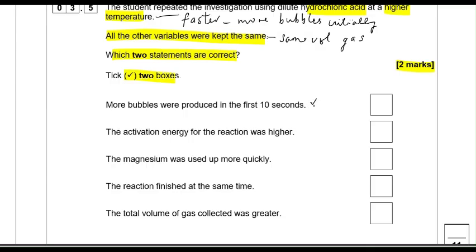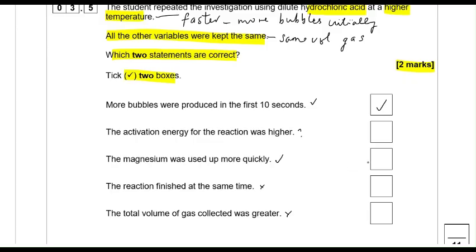That could be a runner. Yes, so we'll give that a tick. The activation energy for the reaction was higher. Not sure about that. The magnesium was used up more quickly. Yes, that will definitely happen. The reaction finished at the same time, well, that's the opposite of the one above, so that can't be true. The total volume of gas collected was greater, so that's not true either from the above.